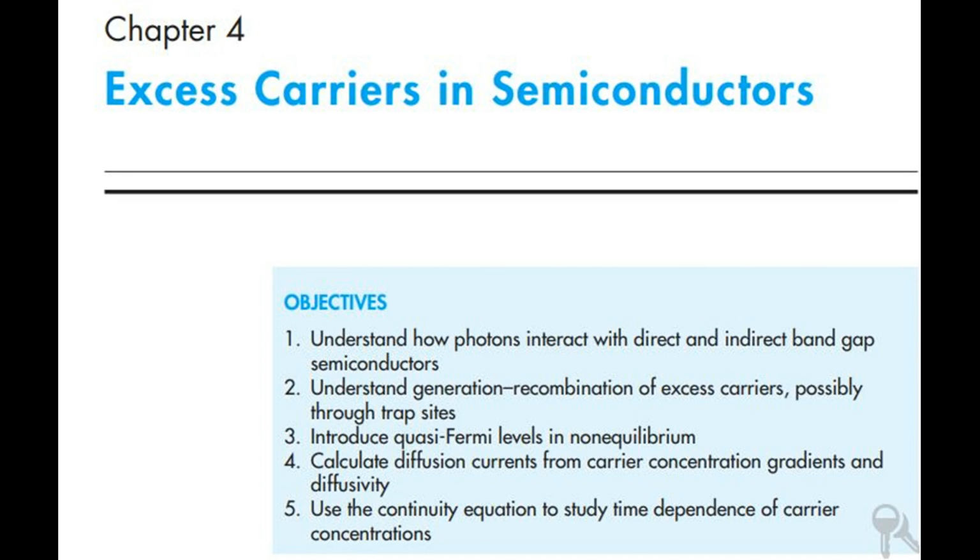Chapter 4. Excess carriers in semiconductors. Objectives. 1. Understand how photons interact with direct and indirect bandgap semiconductors. 2. Understand generation and recombination of excess carriers, possibly through trap sites. 3. Introduce quasi-Fermi levels in non-equilibrium.